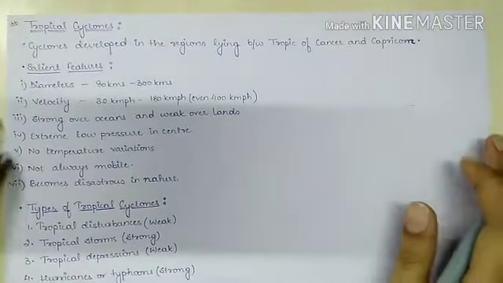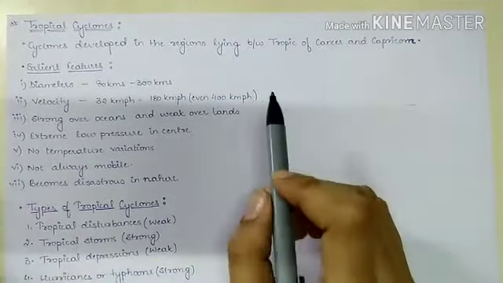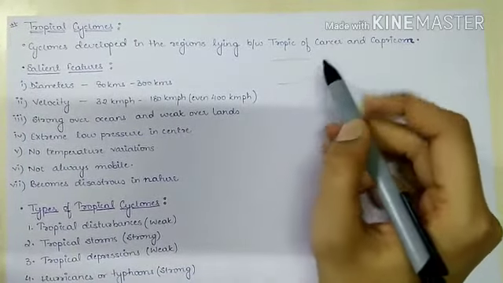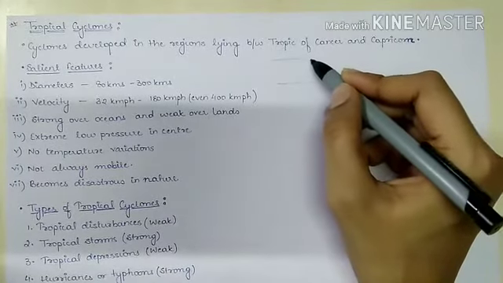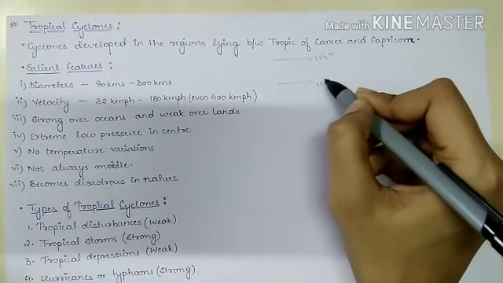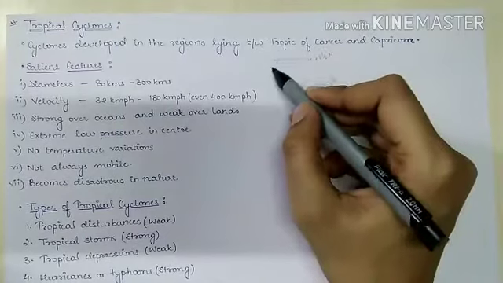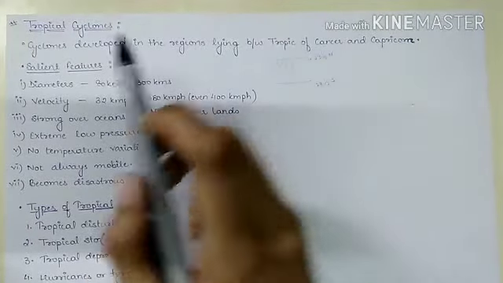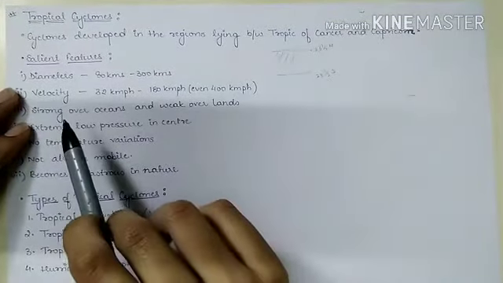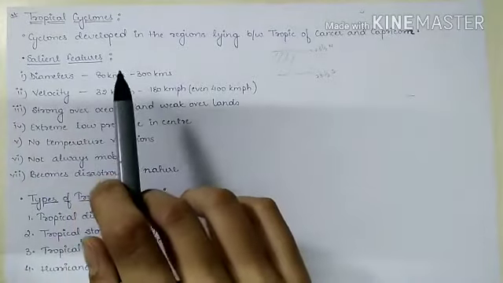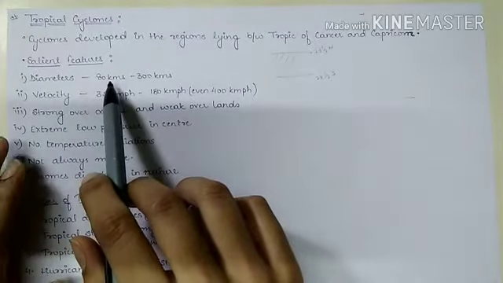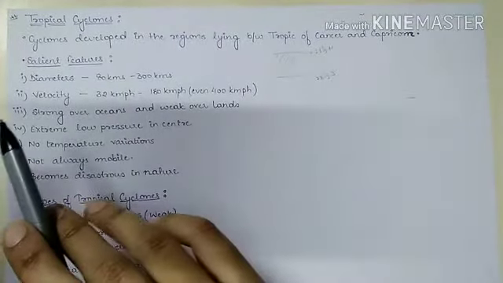Tropical cyclones are the cyclones that are developed in the region lying between the Tropic of Cancer and Tropic of Capricorn. So between these two regions, that is 23.5 degrees north to 23.5 degrees south, all the cyclones that occur will come under tropical cyclones. Now we will look into salient features of tropical cyclones. Tropical cyclones have a diameter of about 80 kilometers to 300 kilometers because they are very wide.